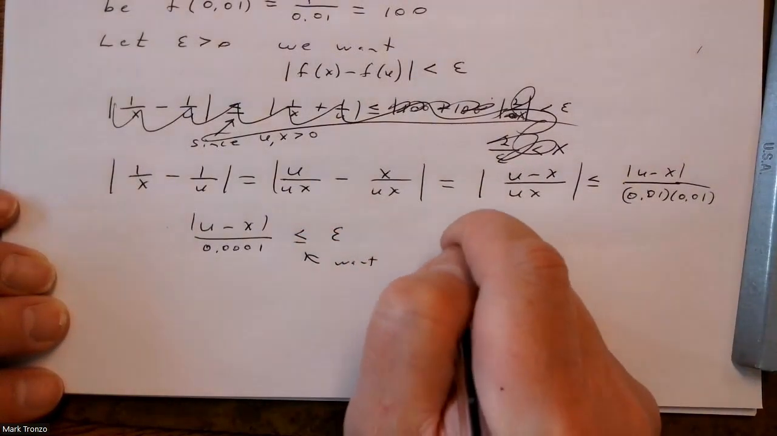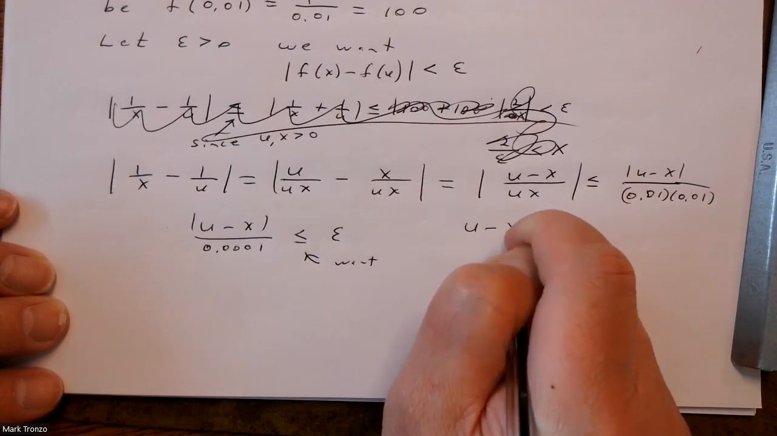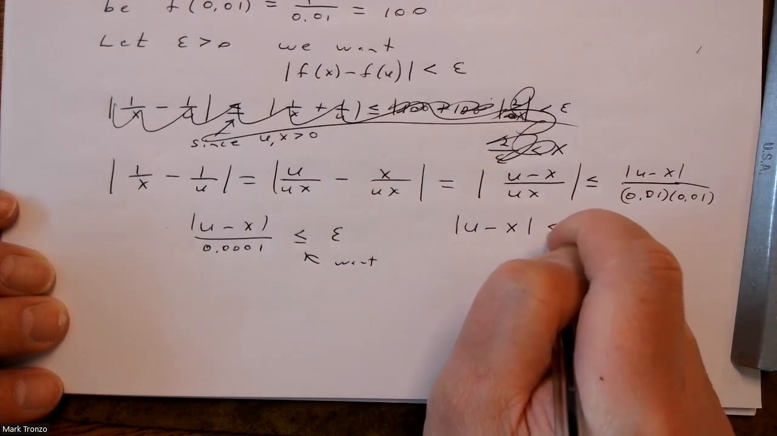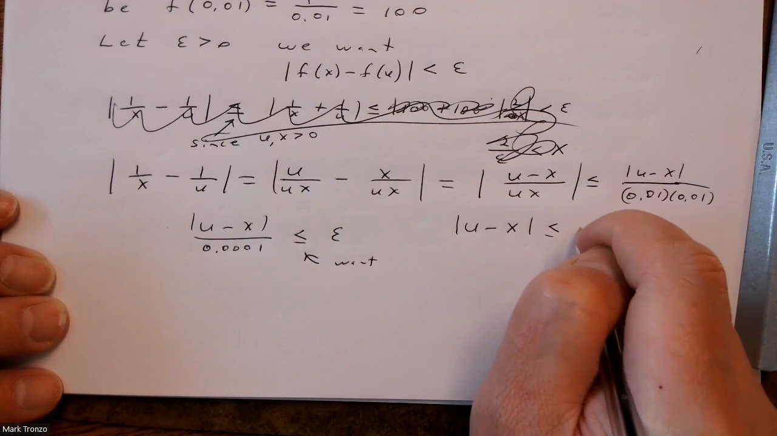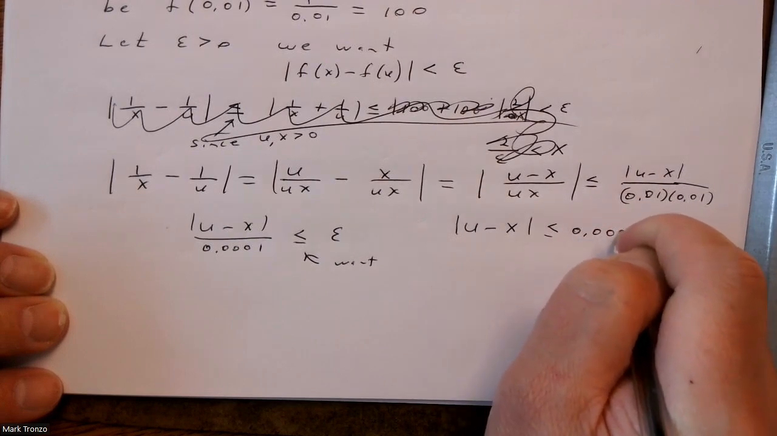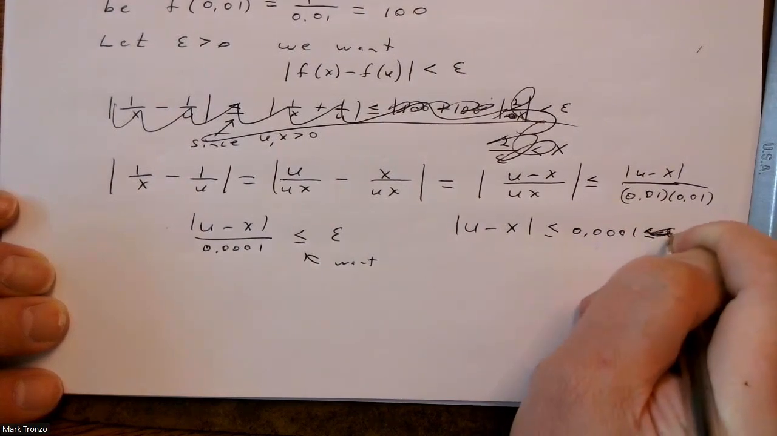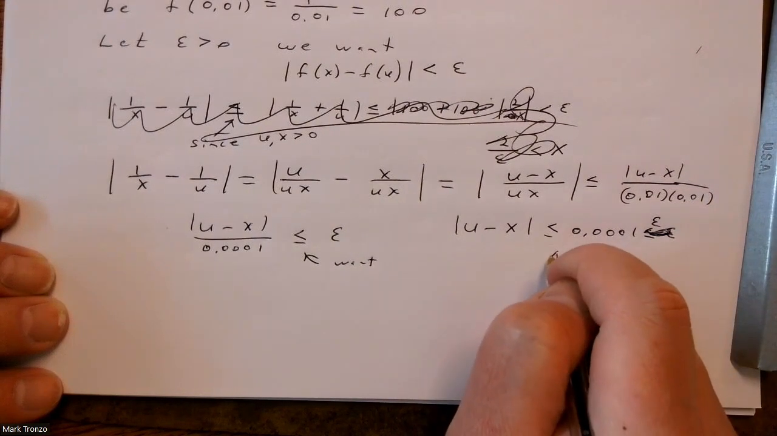And so then we'll do |u - x| is going to be less than or equal to 0.0001 epsilon, like this. And then this is going to be our delta.